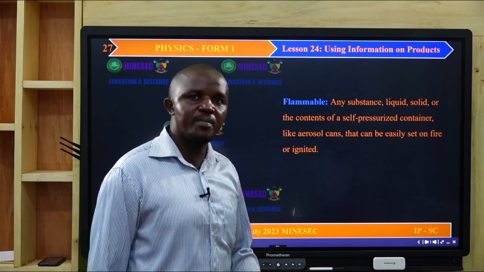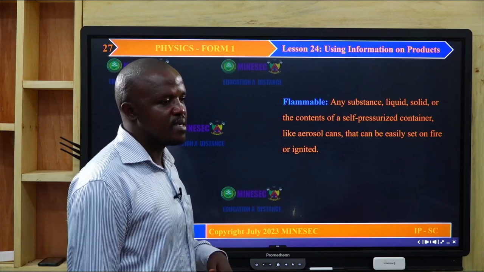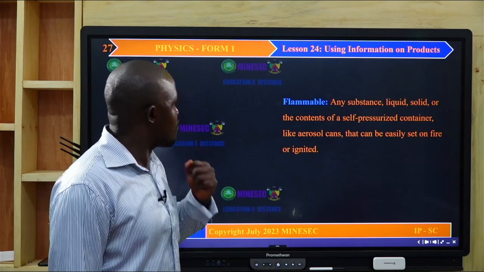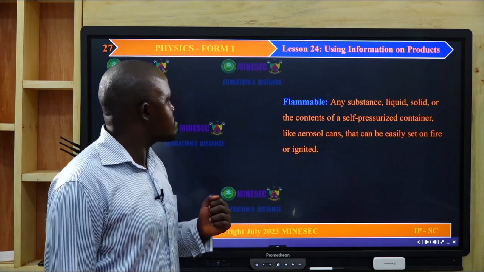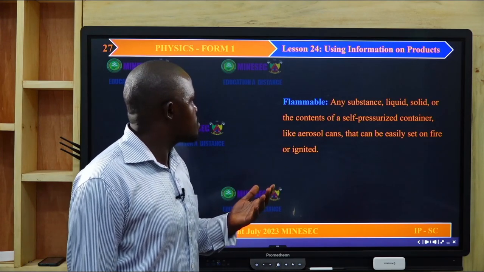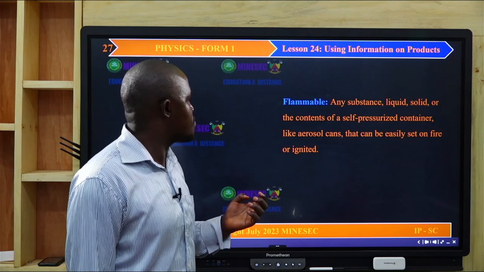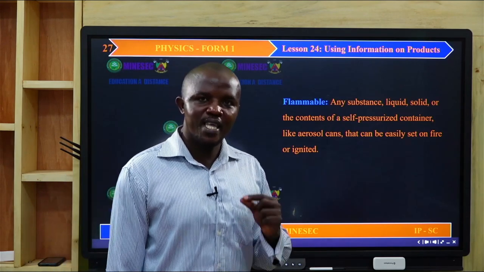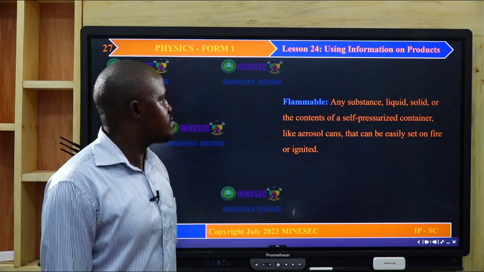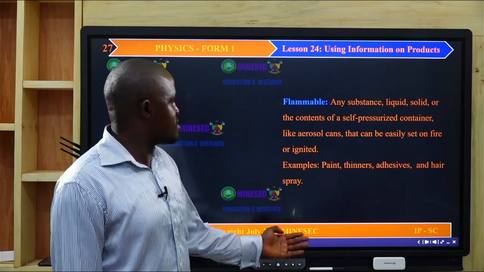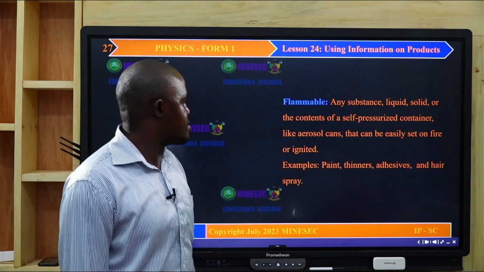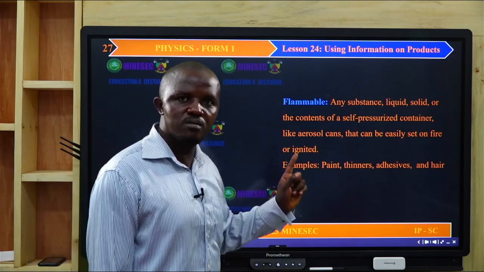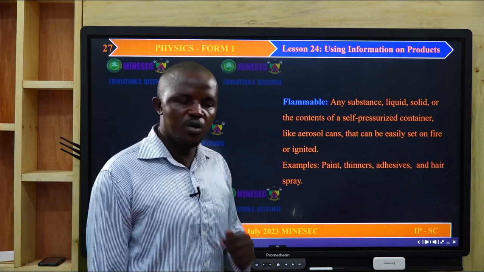The next property that a substance might have to be considered as a hazardous product is that it is flammable. Any substance, liquid or solid, or the contents of a self-pressurized container like aerosols, that can be easily set on fire or ignited, we call flammable products. They can easily catch fire. Examples are paint, thinners, adhesives, and hairspray. We consider them as hazardous products. They qualify as flammable and hence hazardous products. Be careful the way you handle them for your safety.